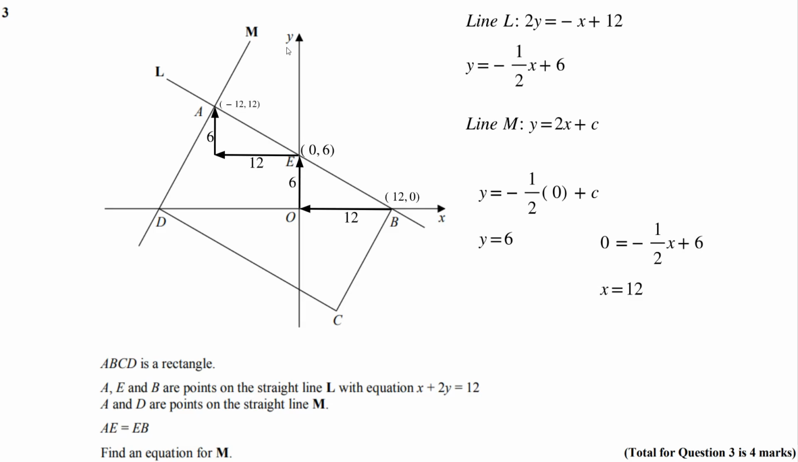And we know that line M goes through this point A, because the question tells us. So just plug this into line M to get the y-intercept. You get c equals 36. And then put that into the full equation, so y equals 2x plus 36.